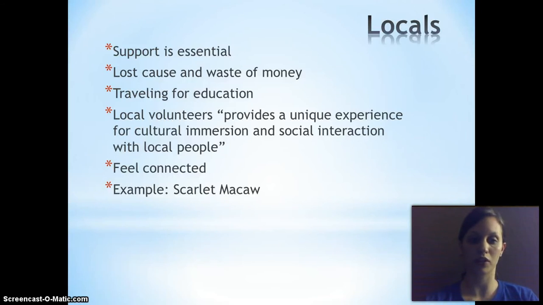Local volunteers working with tourism destination provides a unique experience for cultural immersion and social interaction with local people. Working with the locals allows a tourist to feel more connected to the destination and surrounding environment. Locals need to feel welcome in all the projects as well as feel as if they are benefiting from those projects. We saw an example of this in the Scarlet Macaw, just how much locals can make or break a cause.